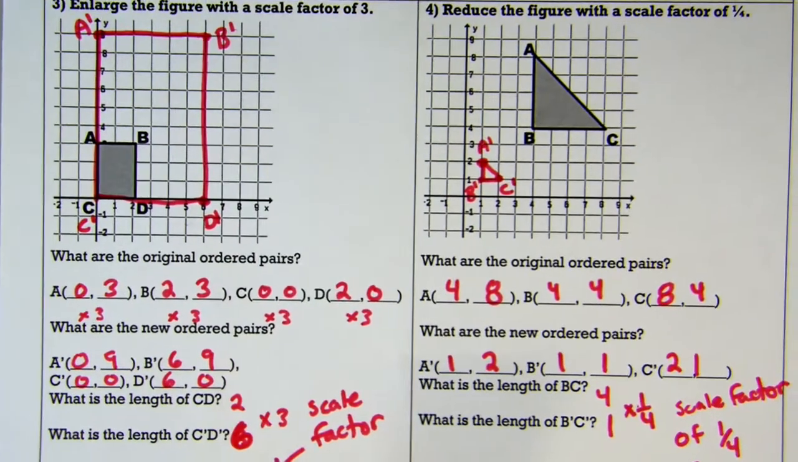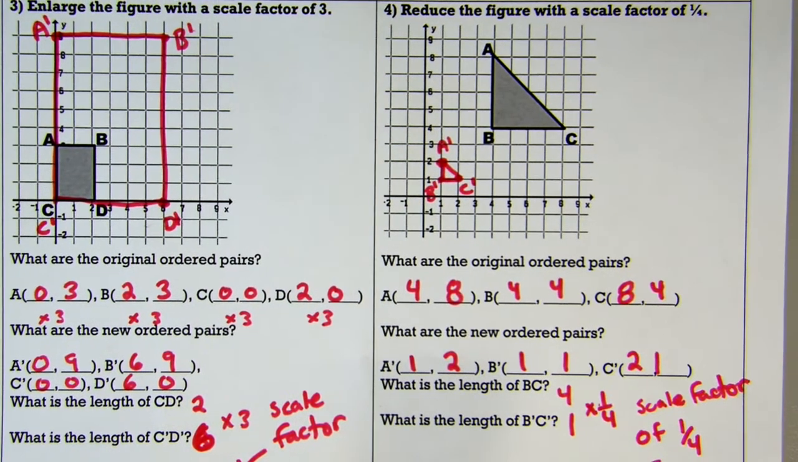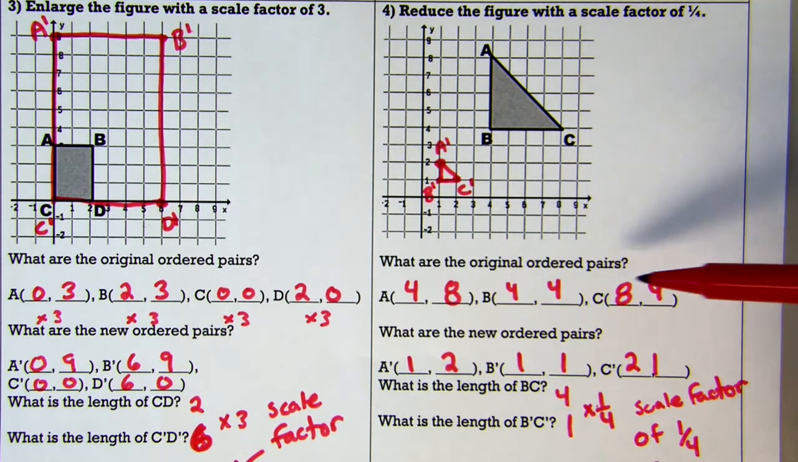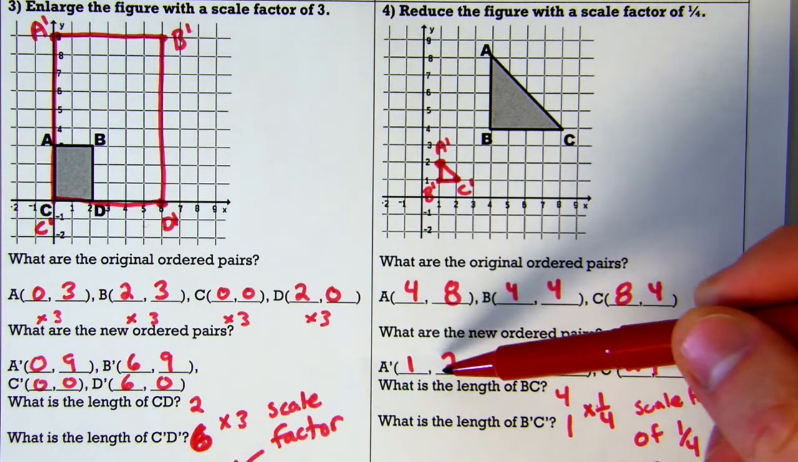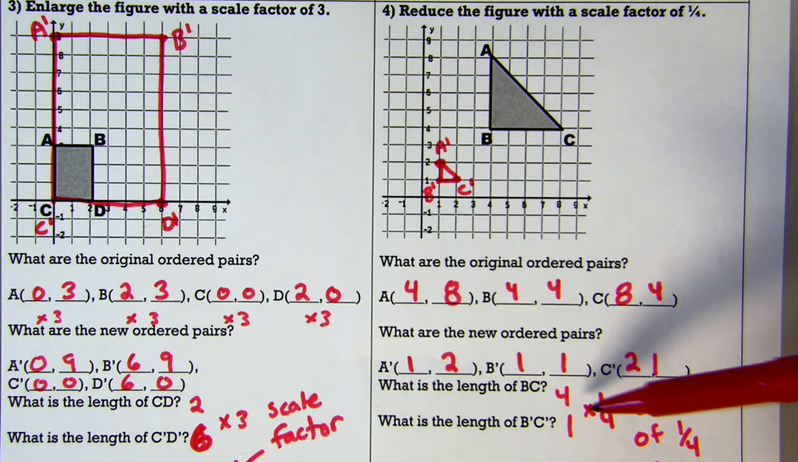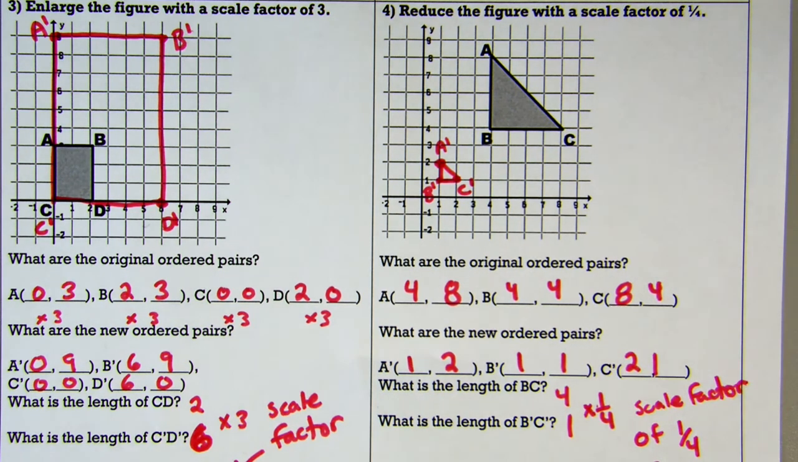And then lastly is a triangle with a scale factor of a quarter. Again, it should have decreased, so your original points 4, 8, 4, 4, 8, 4 should have decreased to 1, 2, 1, 1, and 2, 1 by multiplying by a quarter or dividing by 4, and you should have been able to check your length of BC versus B prime C prime, 4 to 1. So that is our dilation video.